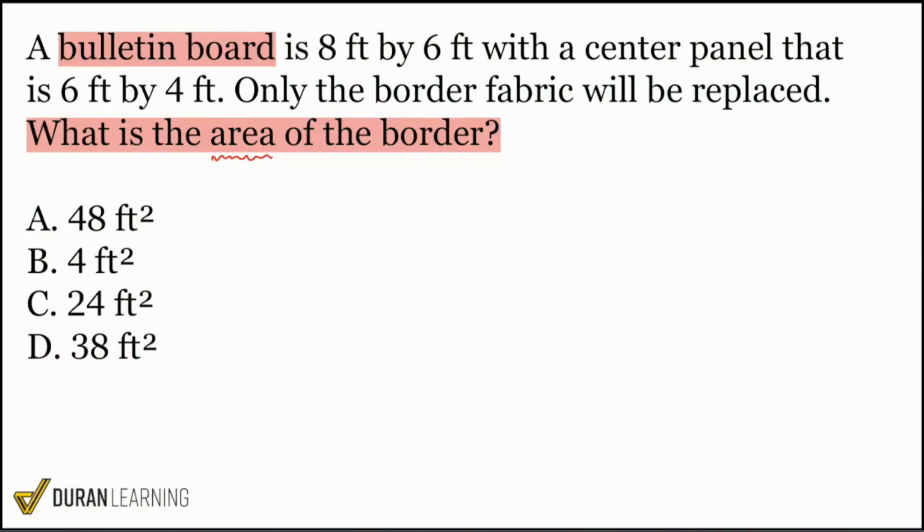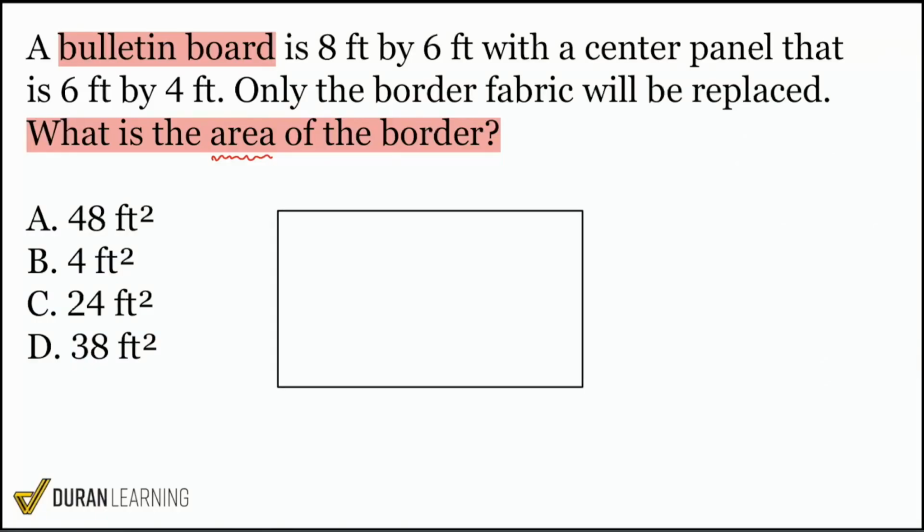And then we see that it says that this bulletin board, so this rectangle, these are the dimensions, the length and the width. But here's the confusing part. If you said that this made sense, but this over here didn't, I understand, and I got you. So it says that we have a bulletin board. Let me just go ahead and draw this out. All right, there's our bulletin board. And then it says that it has a center panel. So first, let me draw the 8 feet by 6 feet, right there and right there.